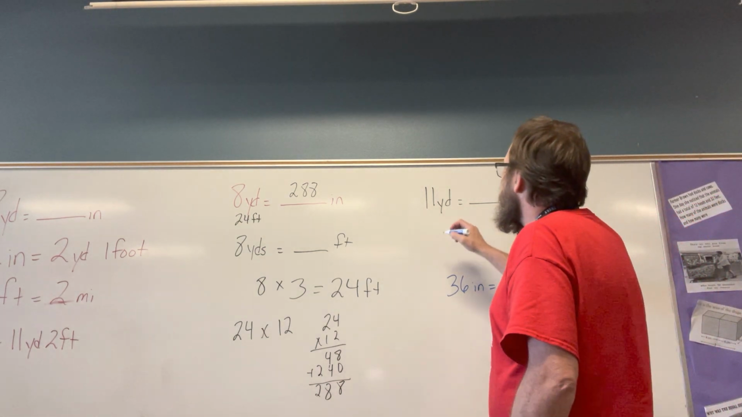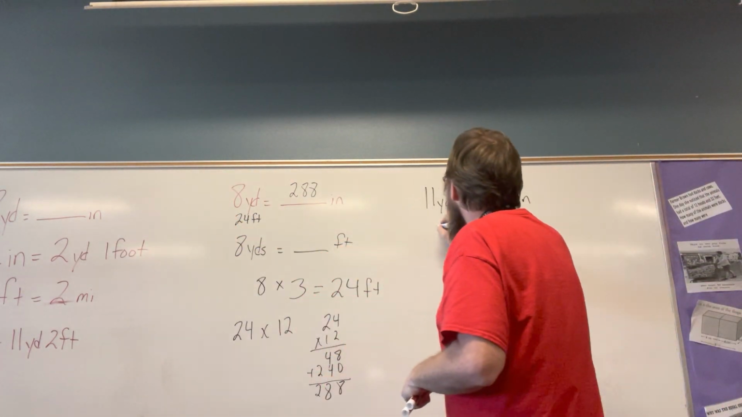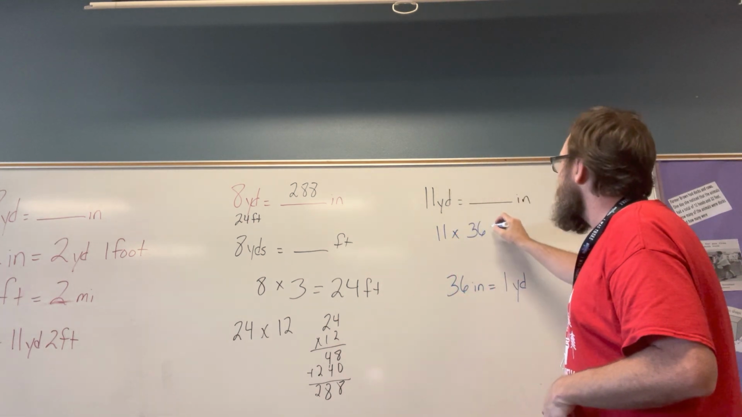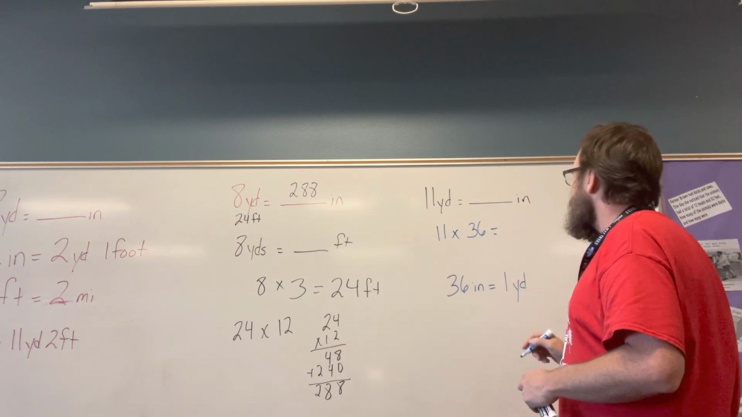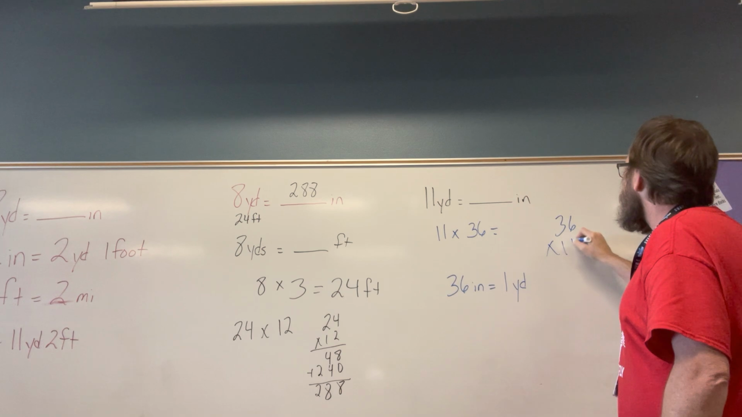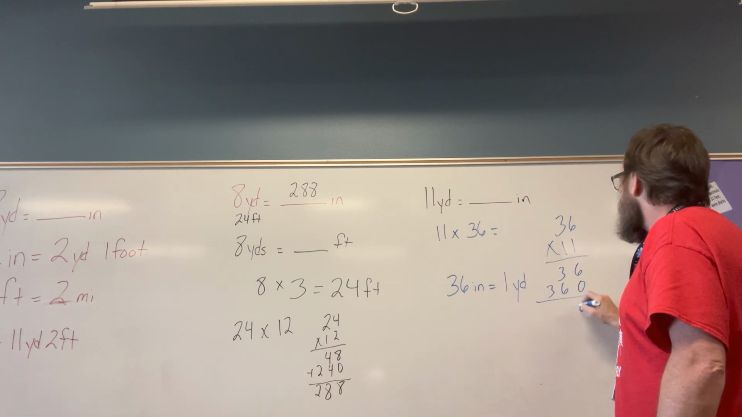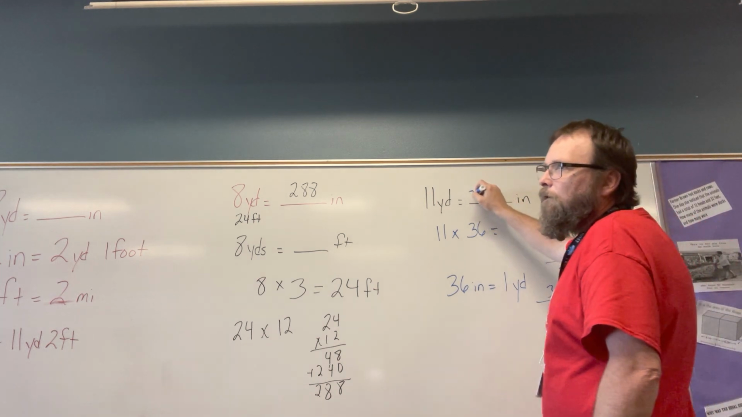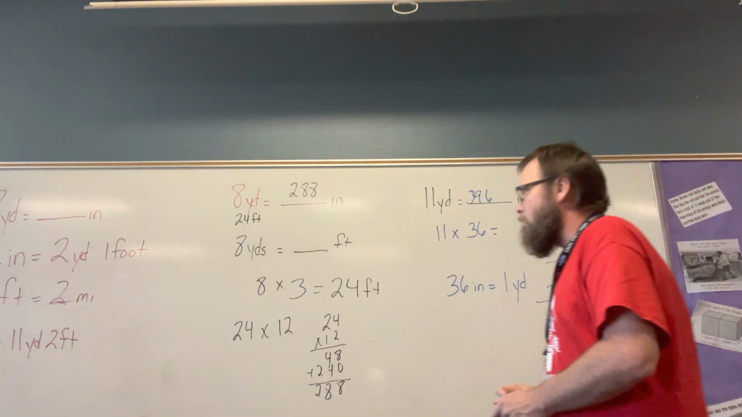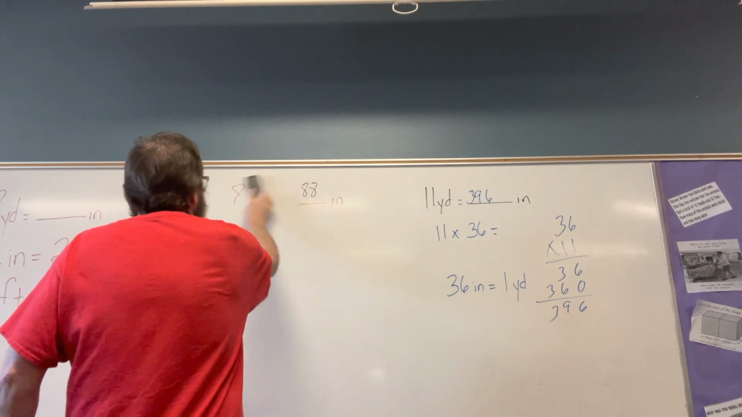So I could take my number of yards, because I'm going from yards to inches, and multiply 11 yards times 36 inches in each yard, and that's going to tell me how many inches are in 11 yards. So 36 times 11 is 396 if I did it right. 396 inches in 11 yards.